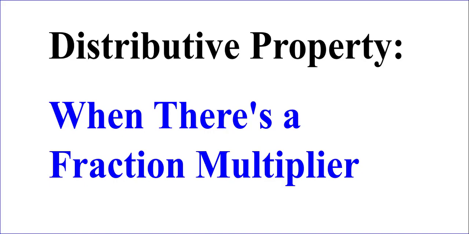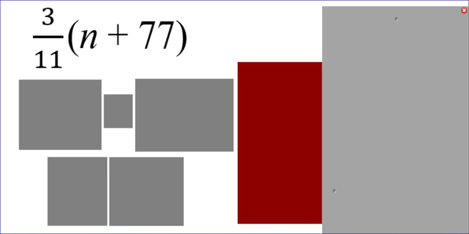All right, let's talk about when the distributive property has a fraction multiplier. For example, 3/11 times (n plus 77). Now, I know this looks a little weird, but it's the same thing we've done before with the distributive property. Whatever number is to the left of the parentheses with nothing between that number and the parentheses is the multiplier. So that's the 3/11 in this situation.